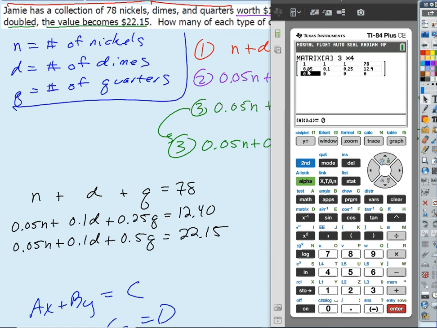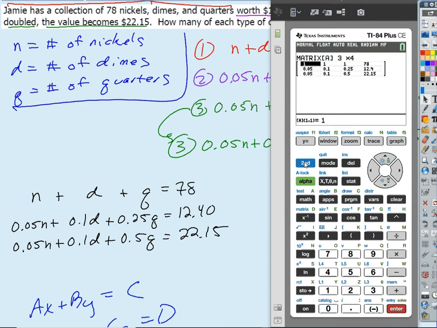Right, we good? Okay. Now for row 3, we'd go 0.05, enter, 0.1, enter, 0.5, enter, 22.15, enter. Okay, and now we got our whole matrix in there. Everybody agree? Yes. Okay, now let's go ahead and exit.